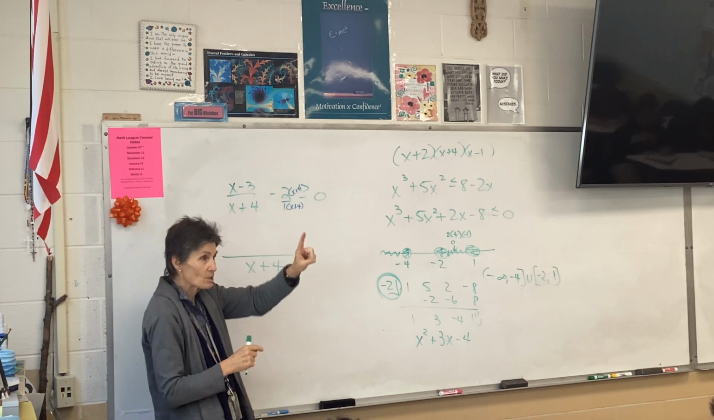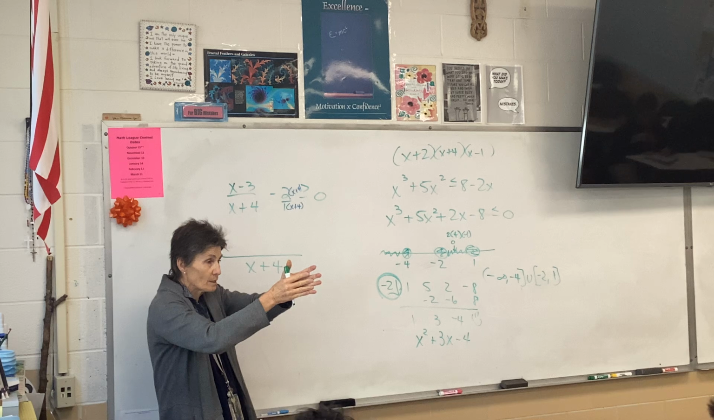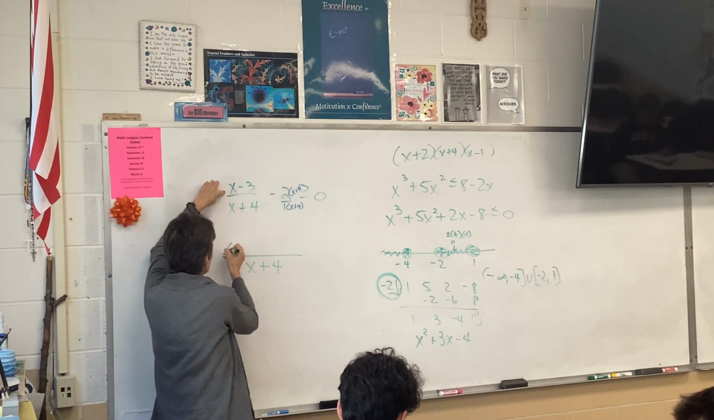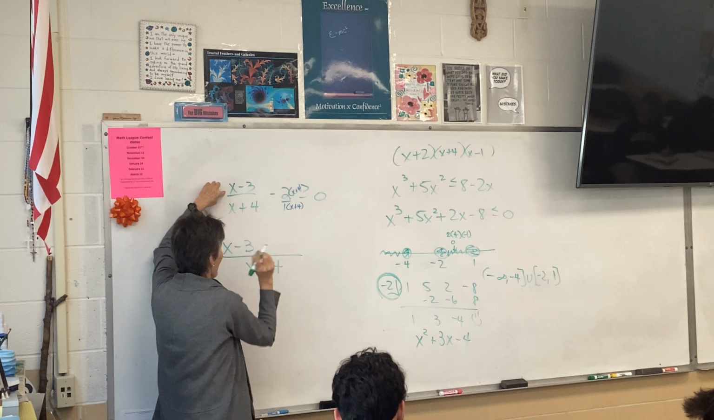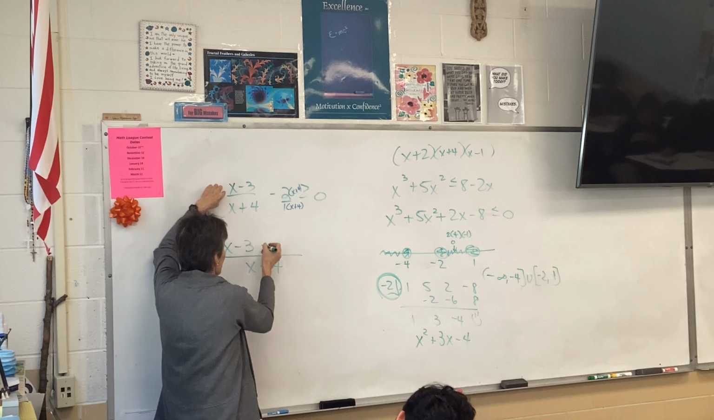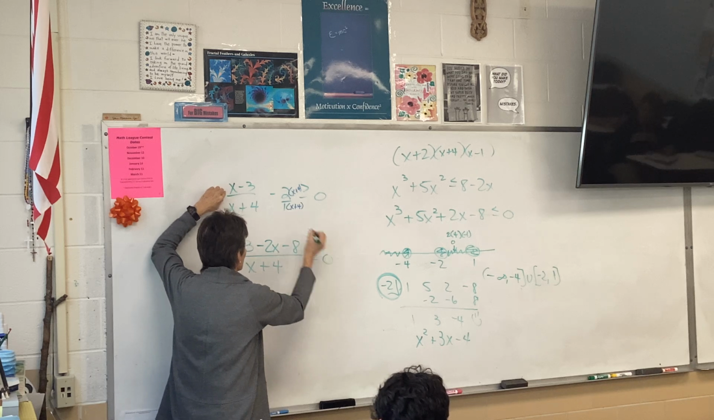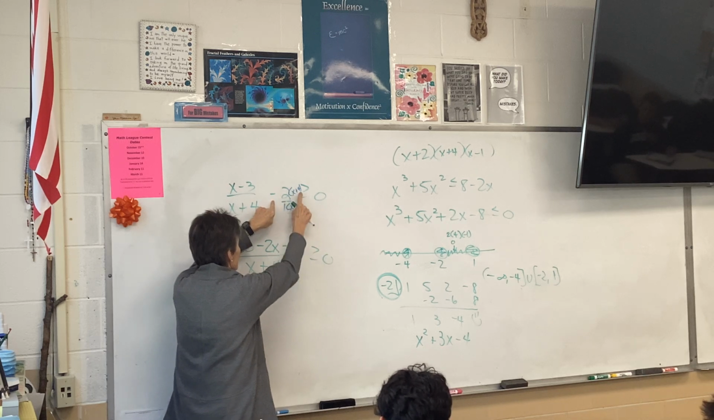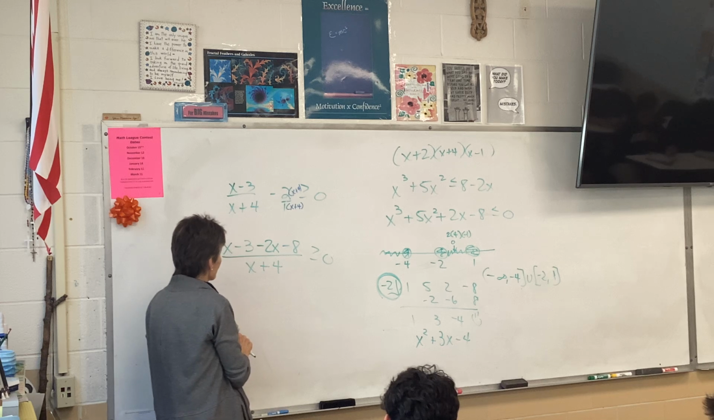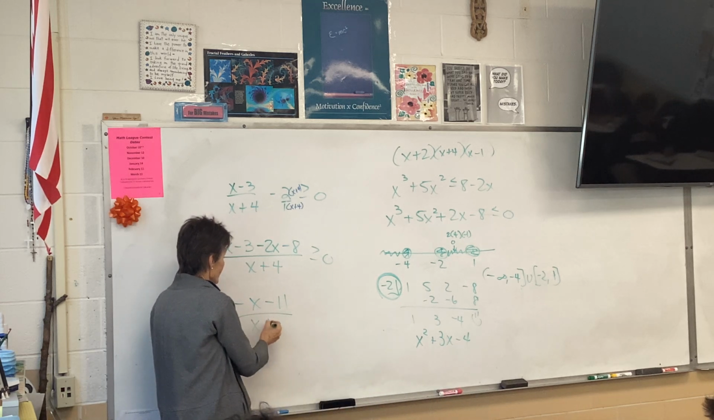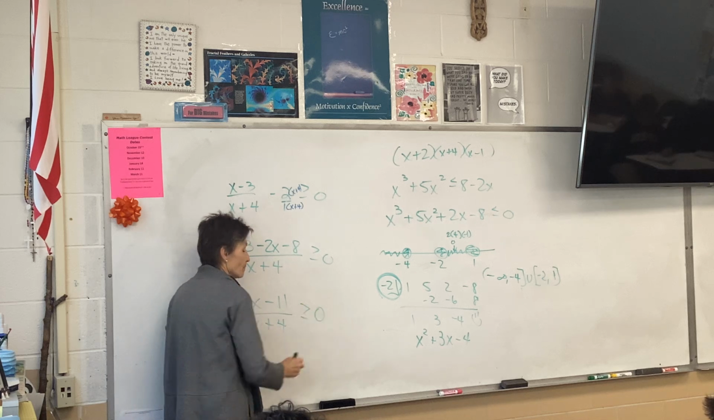You want one fraction. You make them one fraction. The denominator's x plus 4. The numerator, watch it, -2x, -8. -2 times x, -2 times 4. So -x minus 11 over x plus 4.